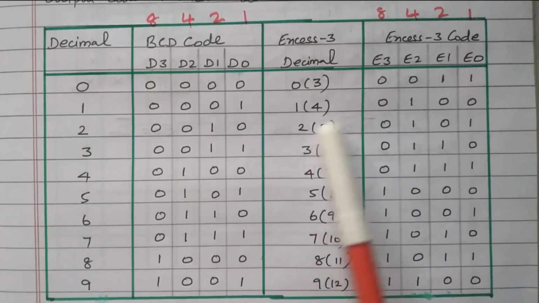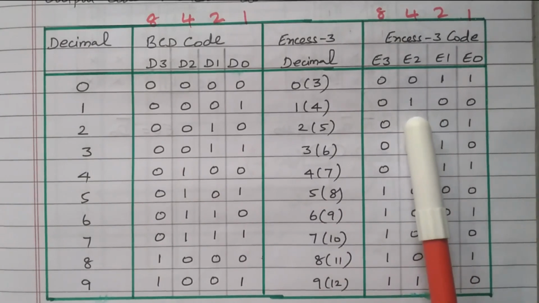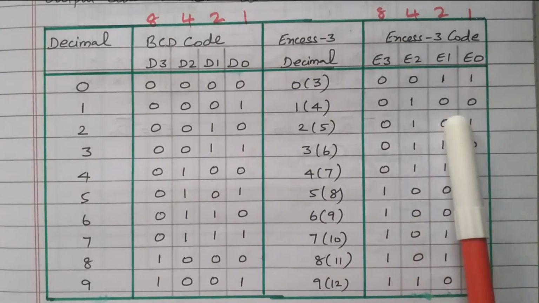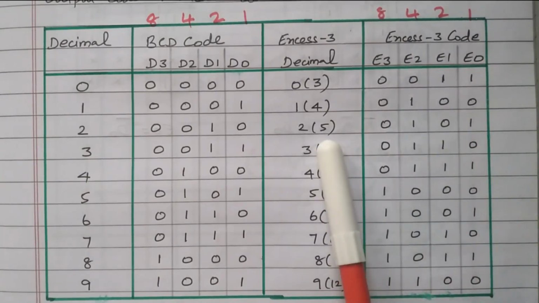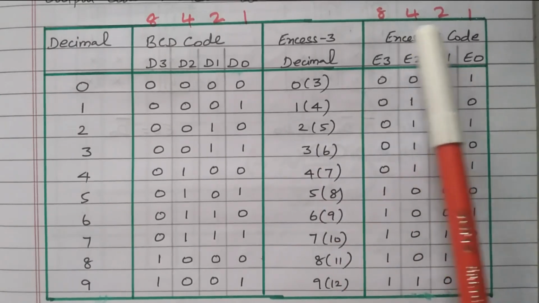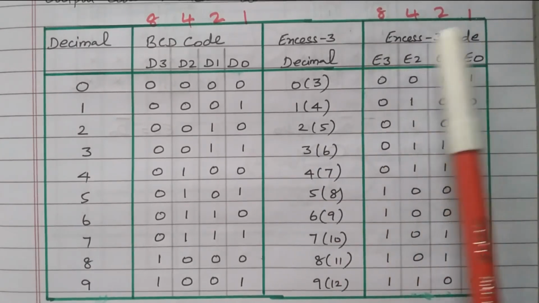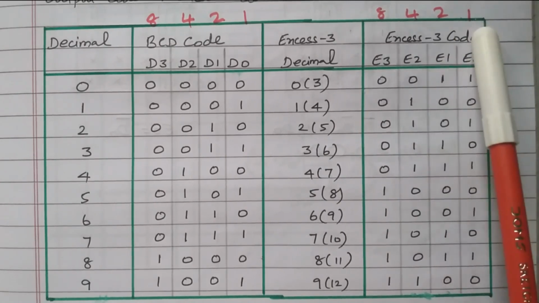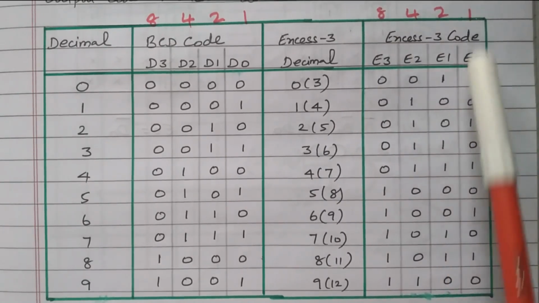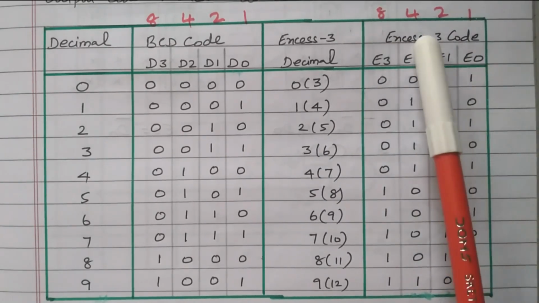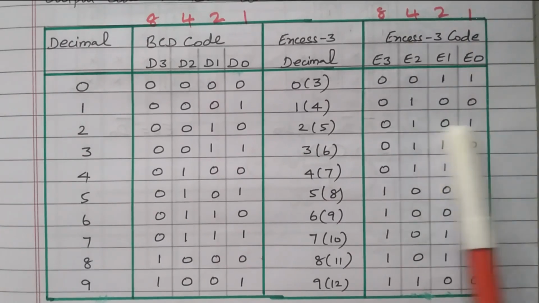Then 4. Here 4 is available, so this digit is 1. So 0, 1, 0, 0 means 4. Right. 5, how will you get the 5? Second and last, I am telling from MSB. If you put second and last as 1, what is the value? 4 plus 1, 5, right?